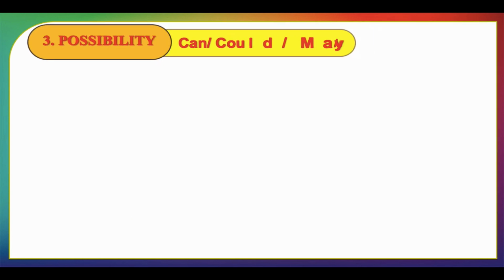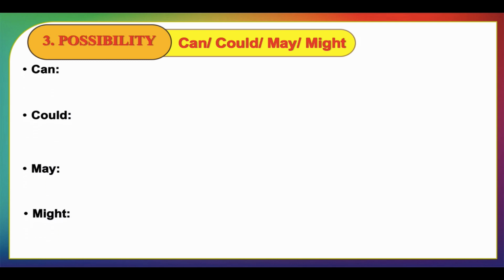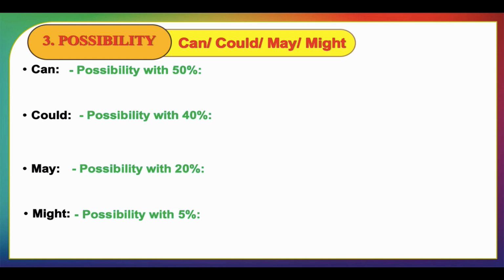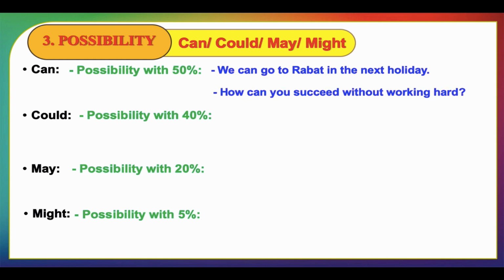Let's go to possibility with can, could, may, might. All of them express possibility with different degrees. First one, can, expresses possibility with 50%. We can go to Rabat in the next holiday. So, for example, we are somehow sure to go to Rabat in the next holiday. How can you succeed without working hard?